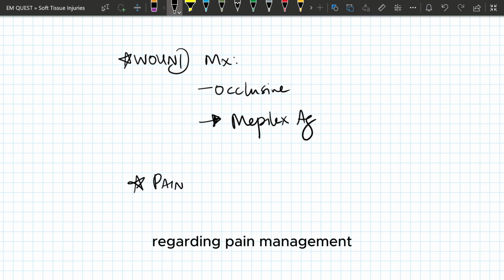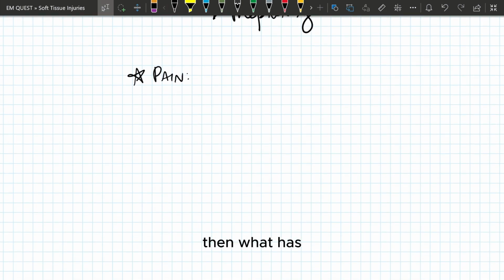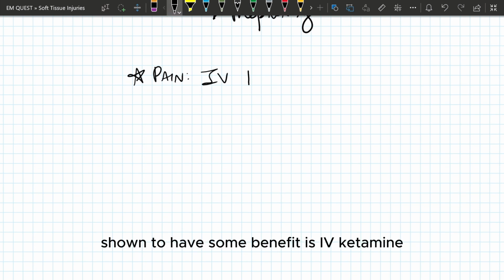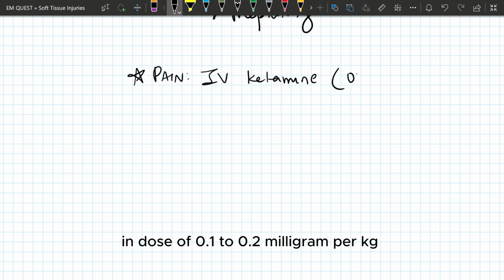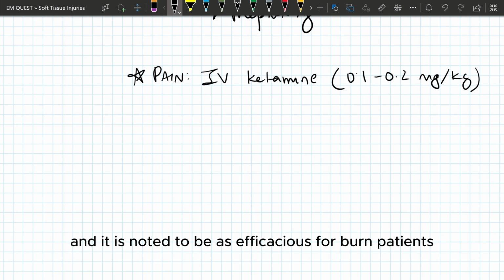Regarding pain management, we can give NSAIDs to the patient, we can give opioids to the patient, but if that is not helping to control the pain, then what has been shown to have some benefit is IV ketamine in a dose of 0.1 to 0.2 milligram per kg, and it is noted to be as efficacious for burn patients.